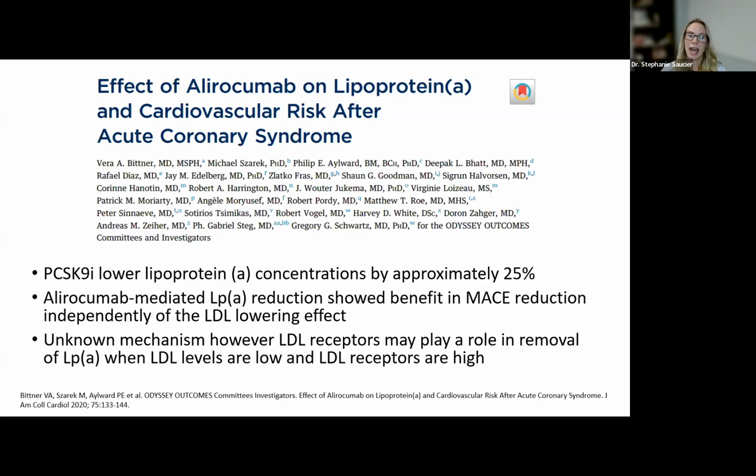So I'd like us to take a look at this paper, which looked at the effect of alirocumab on Lp(a) in cardiovascular risk after acute coronary syndrome. I'm just going to hit the highlights, but PCSK9 inhibitors lower Lp(a) concentrations by approximately 25%. Alirocumab-mediated Lp(a) reduction showed benefit in MACE reduction independently of the LDL lowering effect. Now, the mechanism is not completely known. However, the LDL receptors may be playing a role in the removal of Lp(a) when LDL levels are low and the LDL receptors are high.